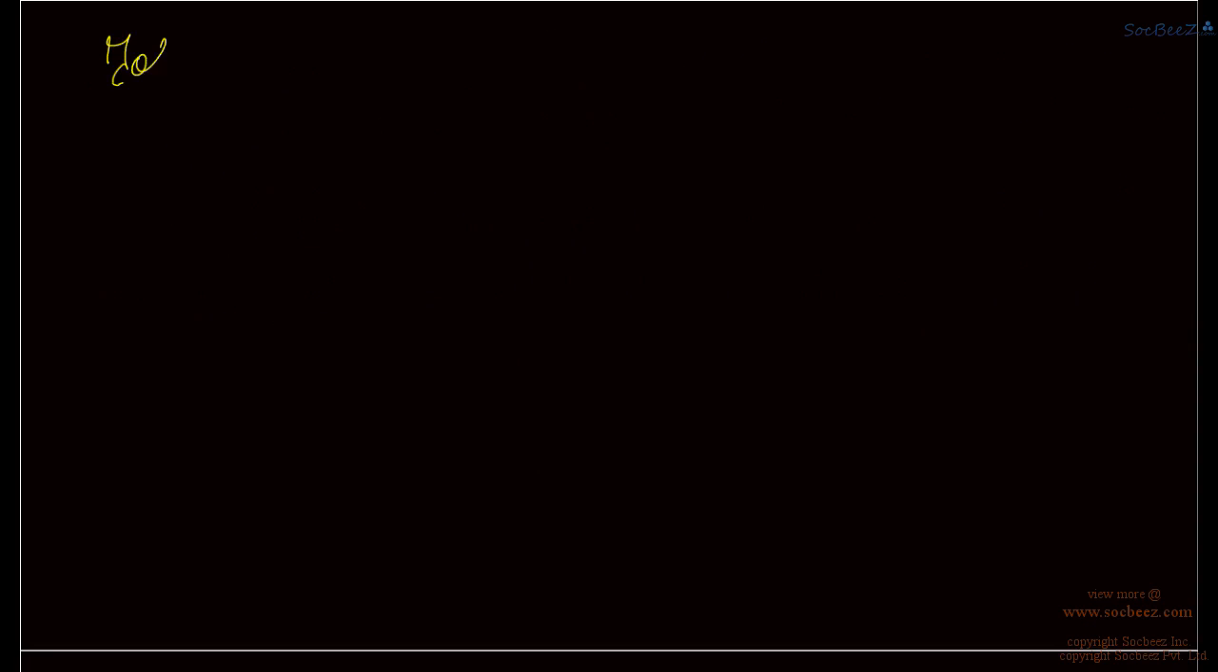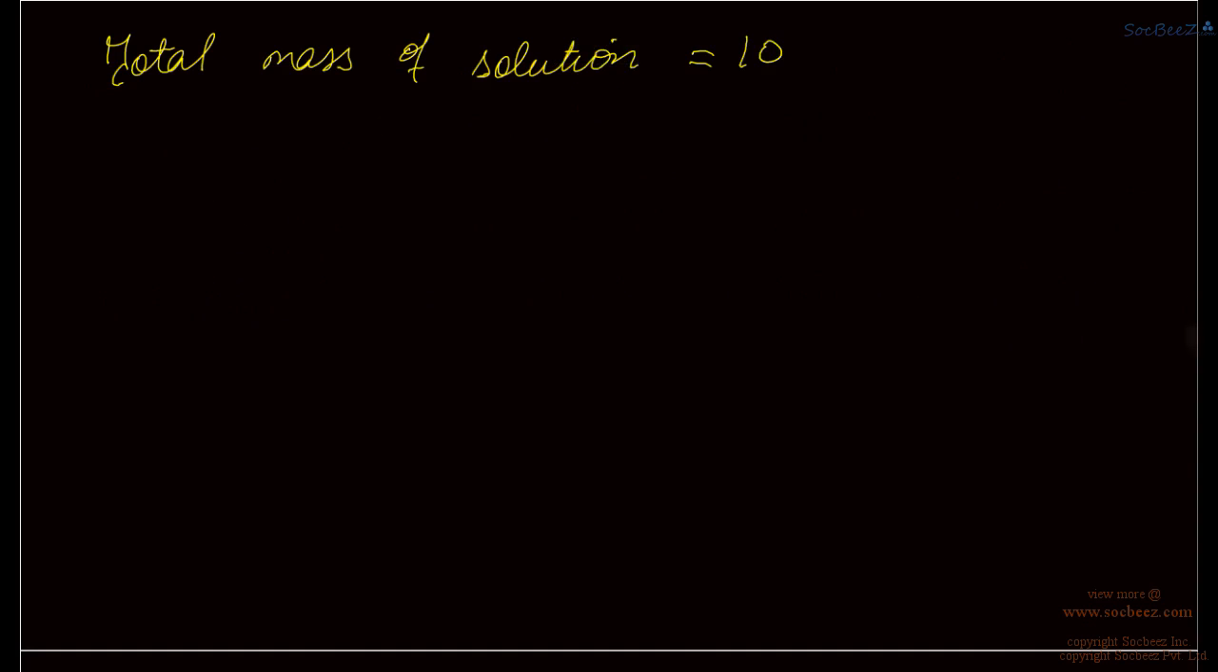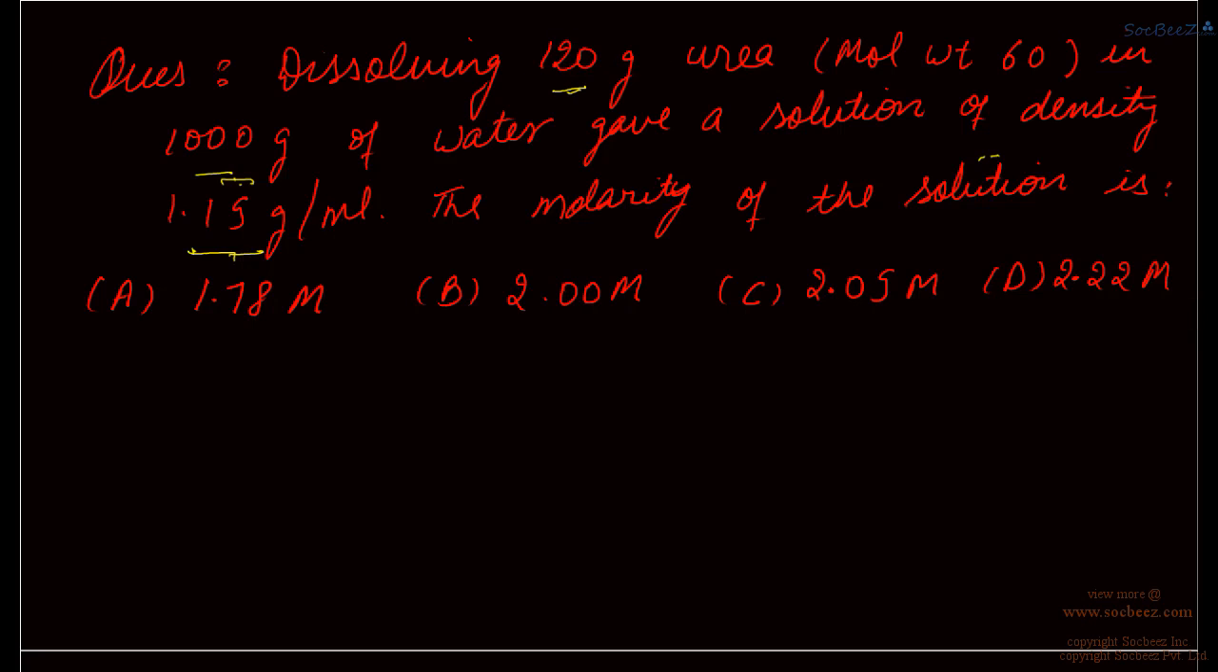Let's attempt this question. We say the total mass of solution is 1000 gram of water plus 120 gram of urea, which is 1120 grams. Okay. Now remember this thing that in case of molarity, we are bound to consider the volume of solution.